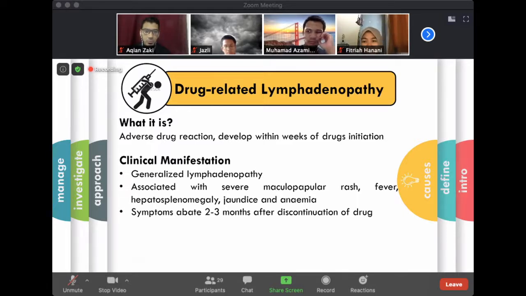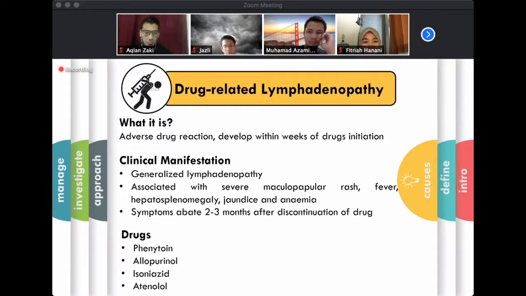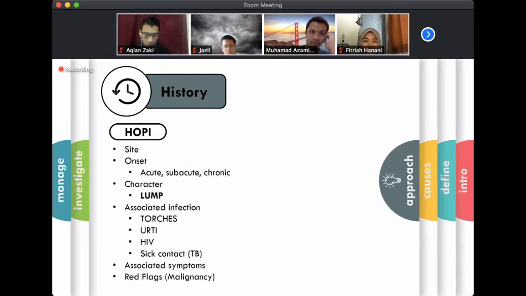So examples of drugs that can cause lymphadenopathy are phenytoin, allopurinol, isoniazid, and atenolol. So that's for the causes. We go to the approach, which is for the history taking in the HOPI. We need to ask the site of the lump itself, the onset, characteristics, and any other associated infection and symptoms.